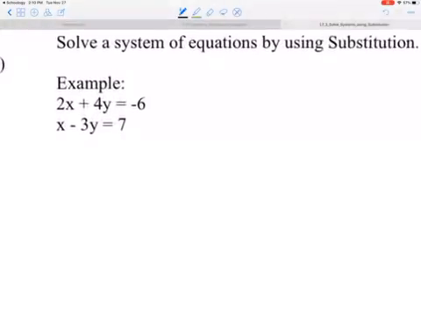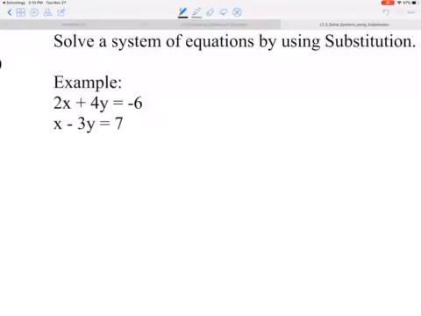Let's do another problem. Sometimes the system is written so that it's not quite apparent how you should solve the system. When you are looking at this and you're thinking in terms of substitution, look at the coefficients of your variables. Coefficients being the numbers before the variables. Here I've got a coefficient of 2 in front of the x. I've got a coefficient of 4 in front of that y. I've got a coefficient of 1 in front of this x. And I've got a coefficient of negative 3 in front of that y.